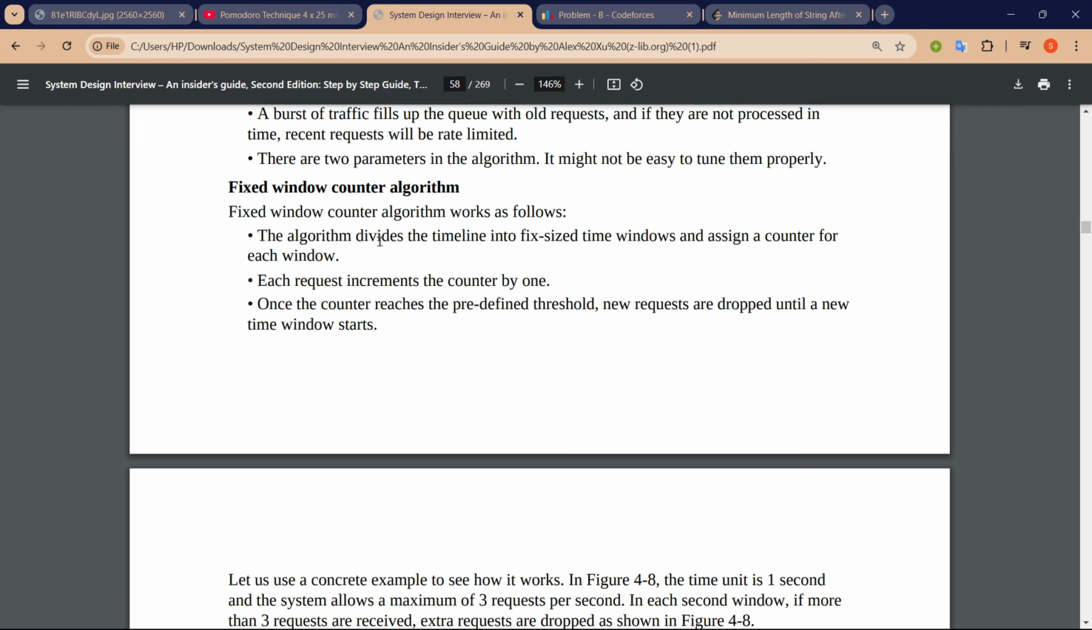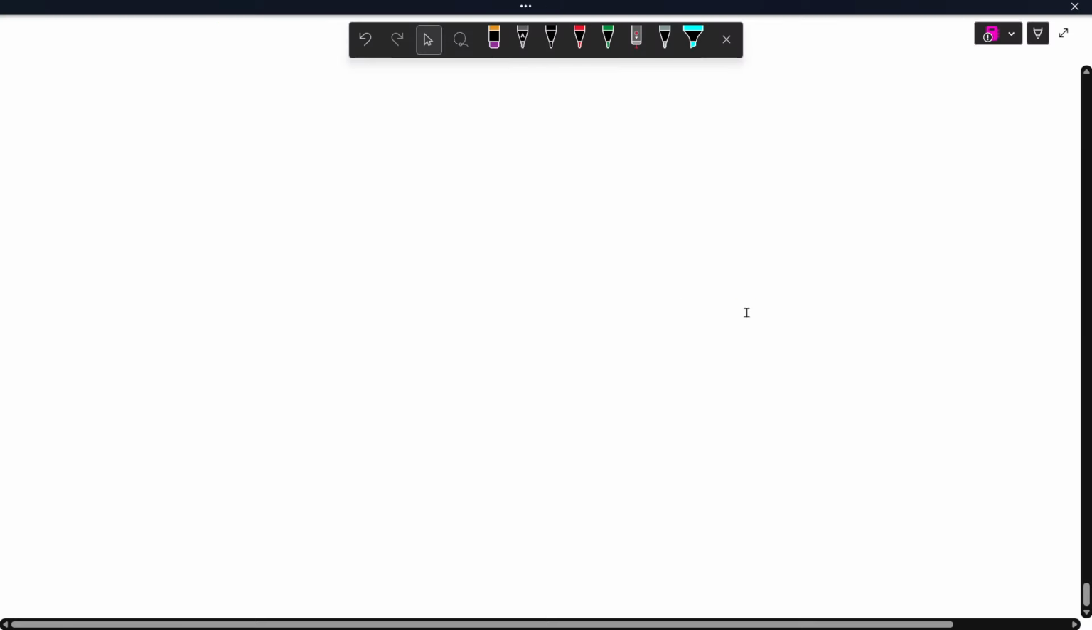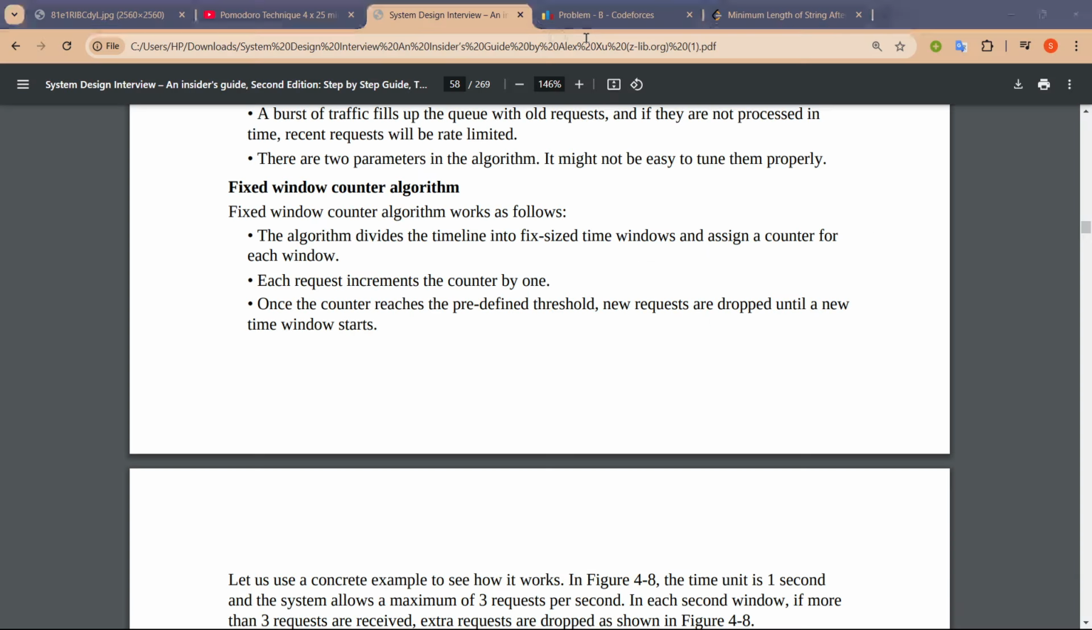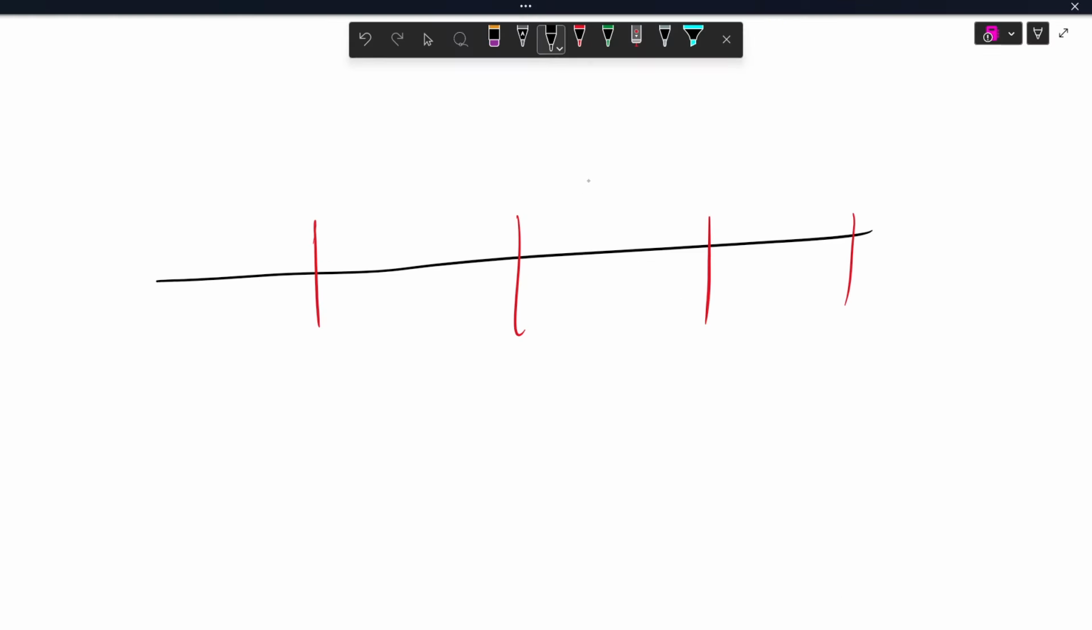The algorithm divides the timeline into fixed size time windows and assigns a counter for each window. Each request increments the counter by one. Okay. So we have a timeline, and this algorithm has divided that timeline into fixed size windows, and each window is assigned a counter.